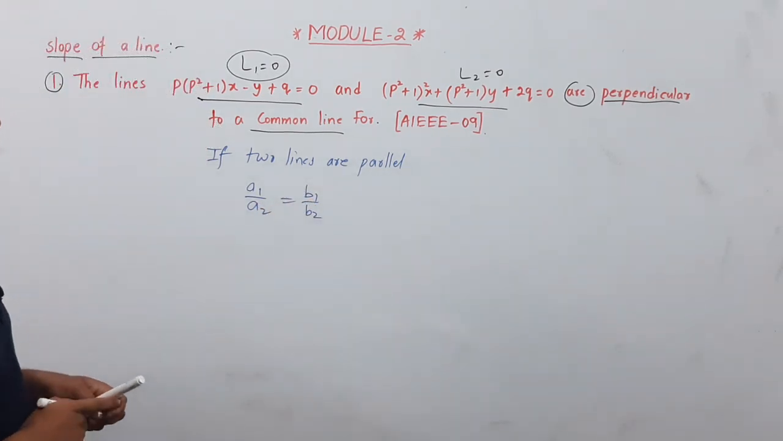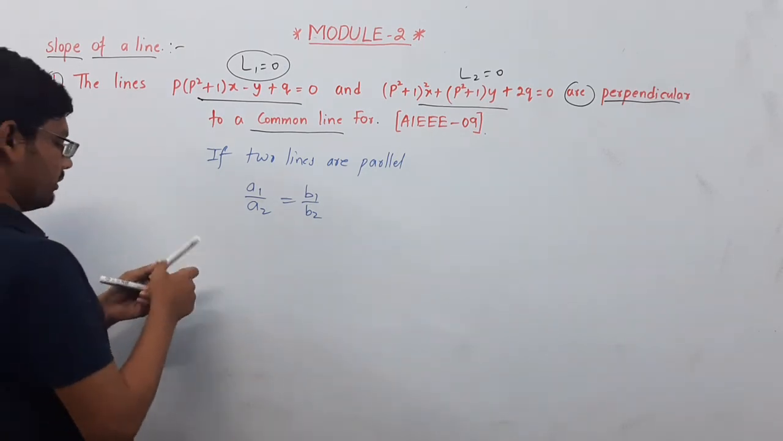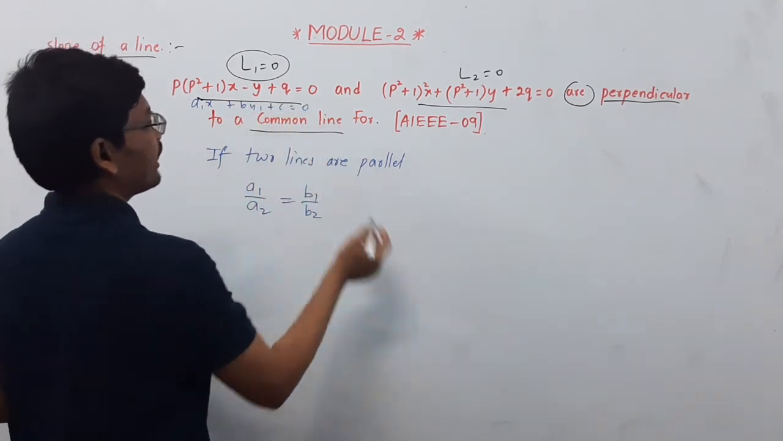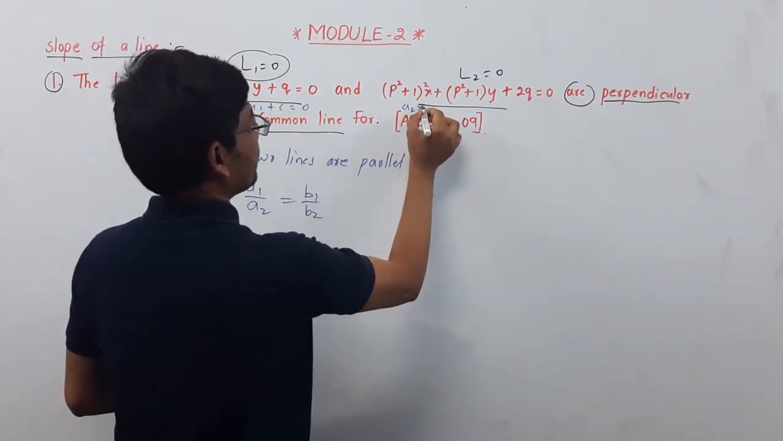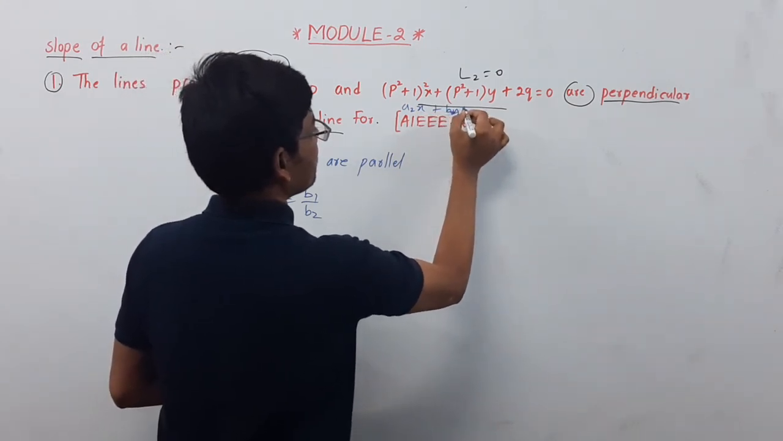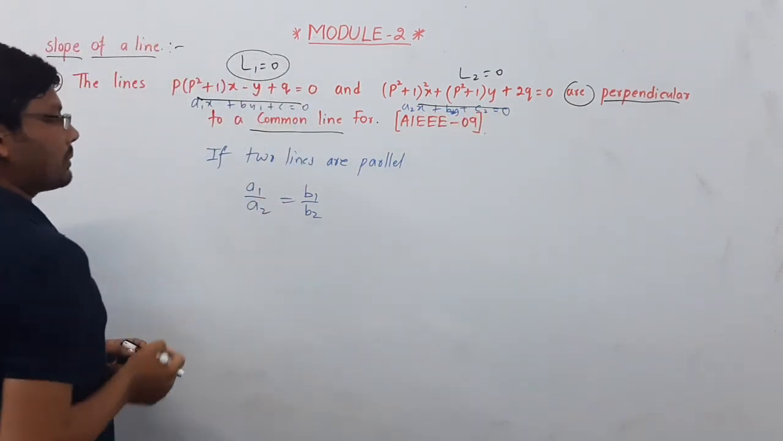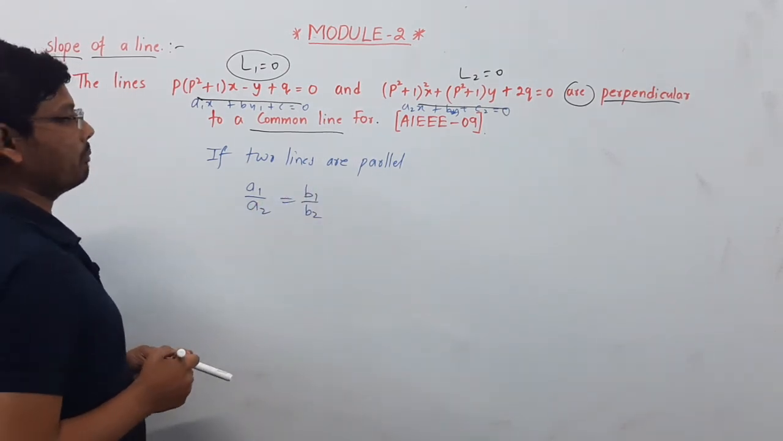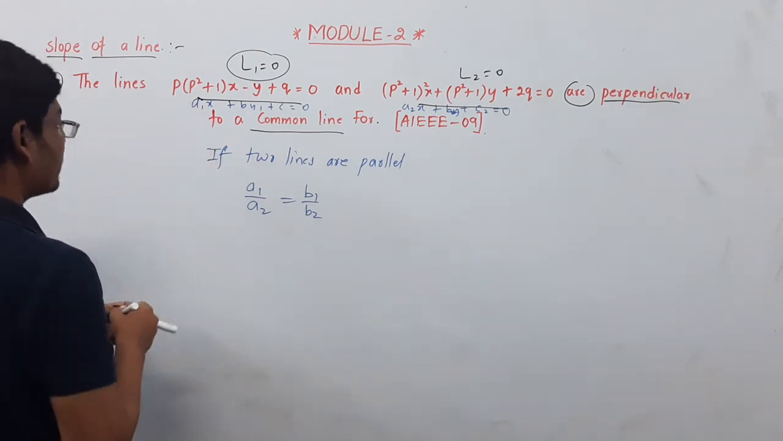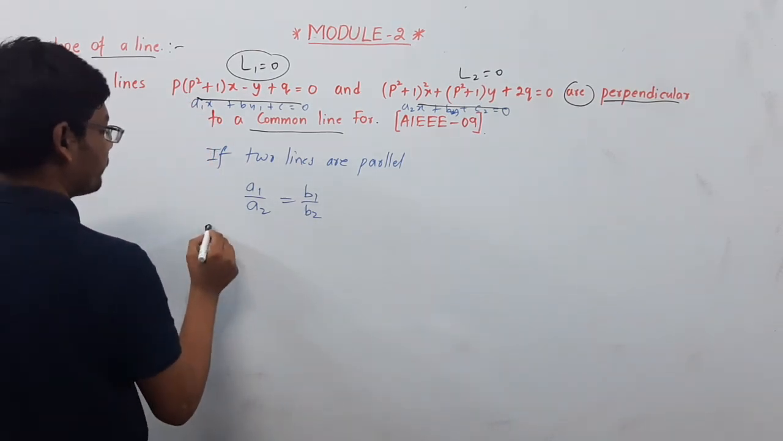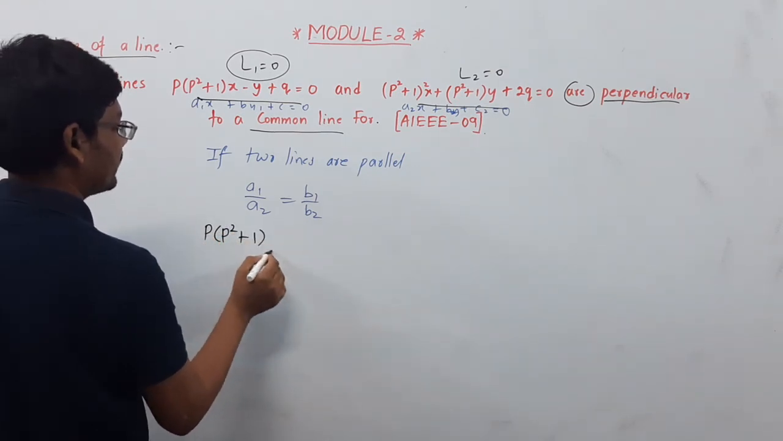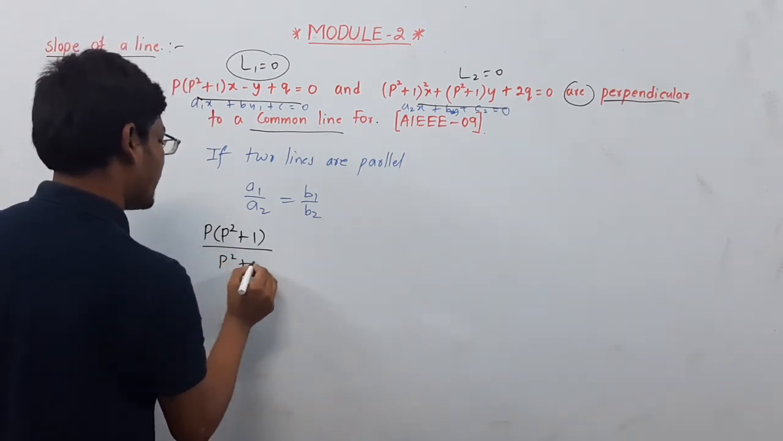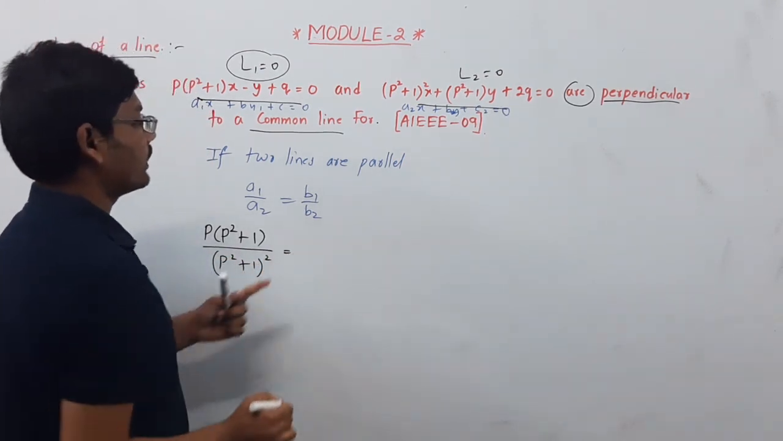Here he has given L1 is equal to 0. After comparing this equation with A1x plus B1y plus C1 is equal to 0 and this equation with A2x plus B2y plus C2 is equal to 0, if you substitute A1, A2, B1, B2 values in this condition, we will get the value of p here. So A1 is p into (p square plus 1), divided by A2. A2 is here (p square plus 1) whole square, that is equal to B1 by B2.